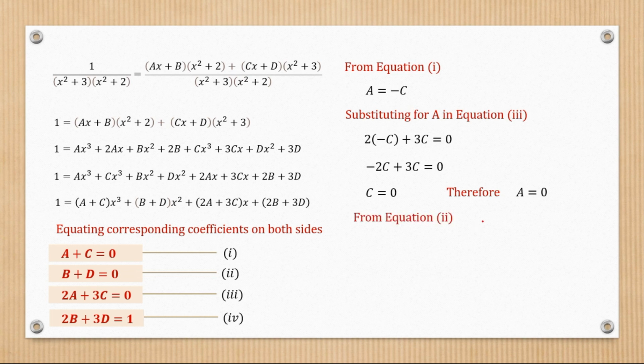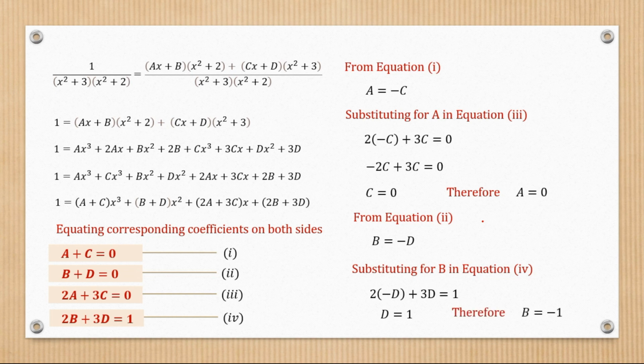So from equation 2, we can also see that b shall be equal to negative d. So therefore, if we substitute for b in equation 4, we have 2 into negative d plus 3d being equal to 1. So d shall be equal to 1. And if d is equal to 1, it therefore means that b shall be equal to negative 1, because b is the negative of d. Alright, so now we know what a, b, c, and d are.